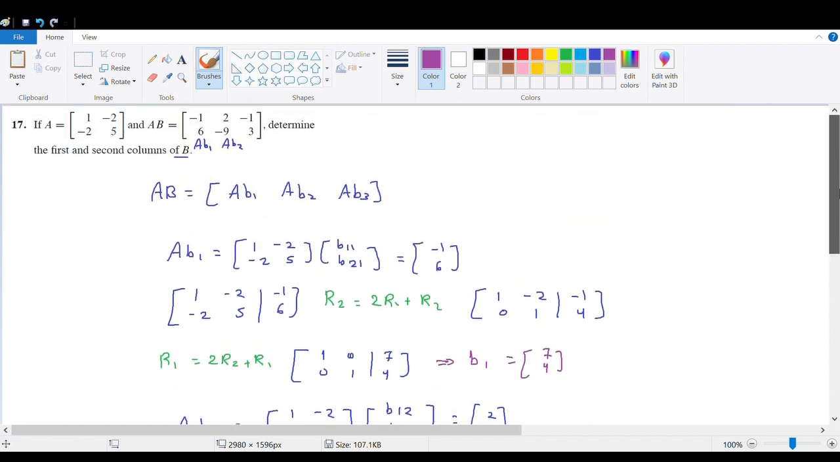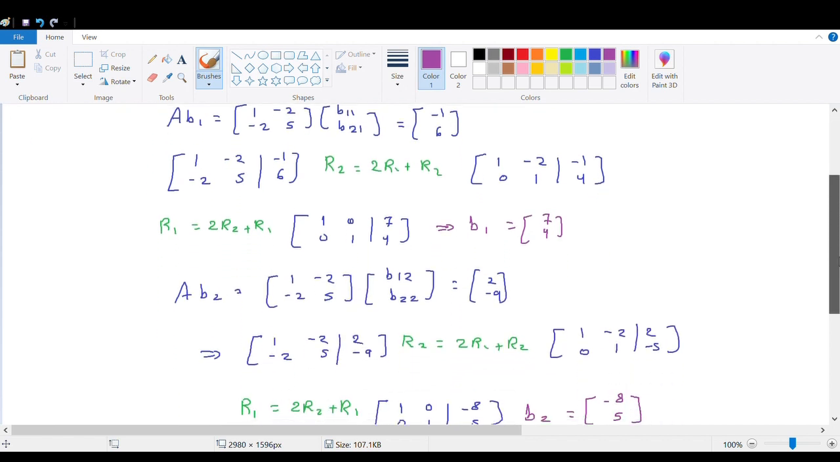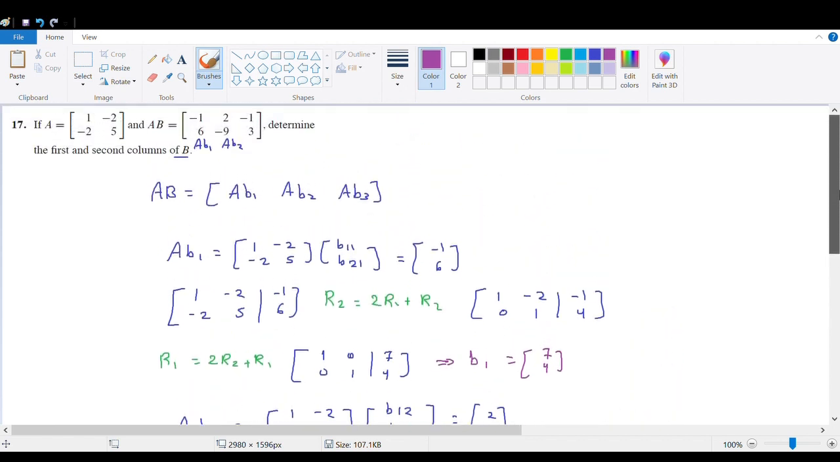So this is for finding, sorry, b1 and b2, the first and second columns of the matrix B.